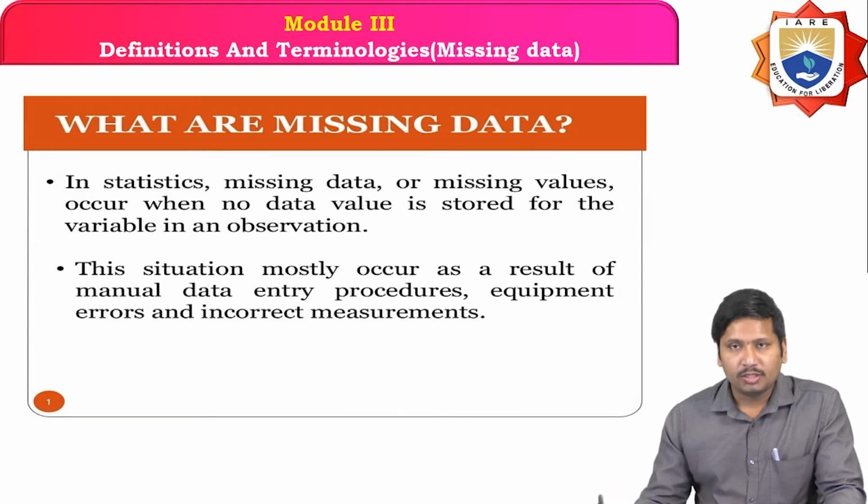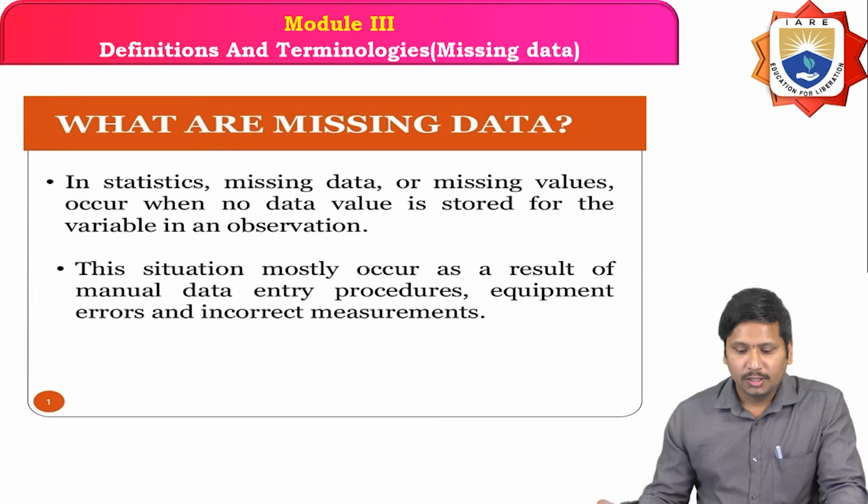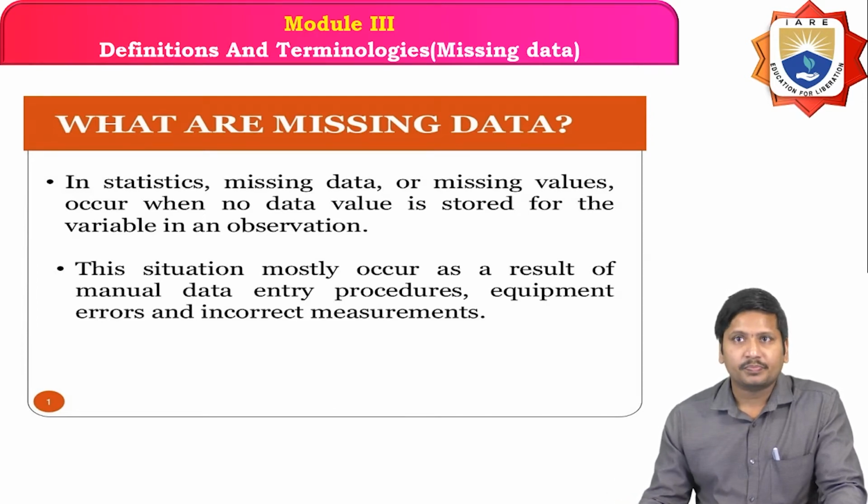Since we gather data from multiple sources, there may be a chance of missing data. Manual data entry errors or equipment errors may happen, and incorrect measurements may also happen. These are the situations due to which missing data may occur.